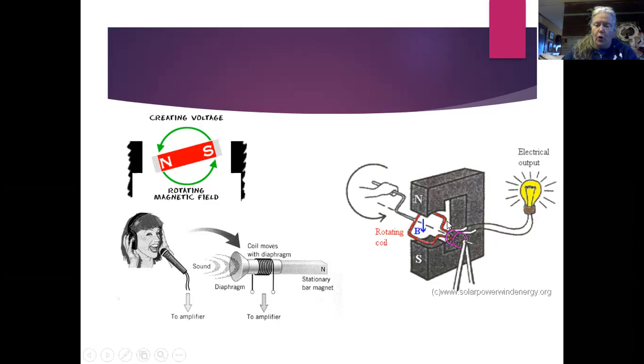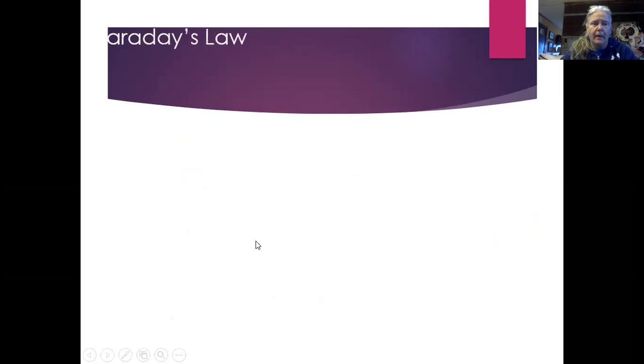You've got a coil rotating in a magnet. That's a generator, okay? You've got a magnet moving over a microphone, and that's what happens inside a microphone or inside pickups of an electric guitar, for example.